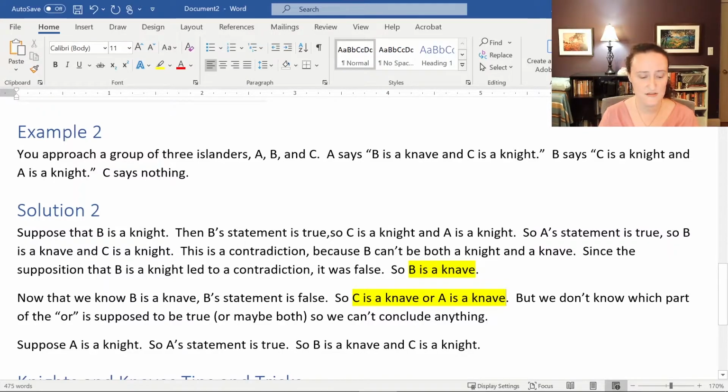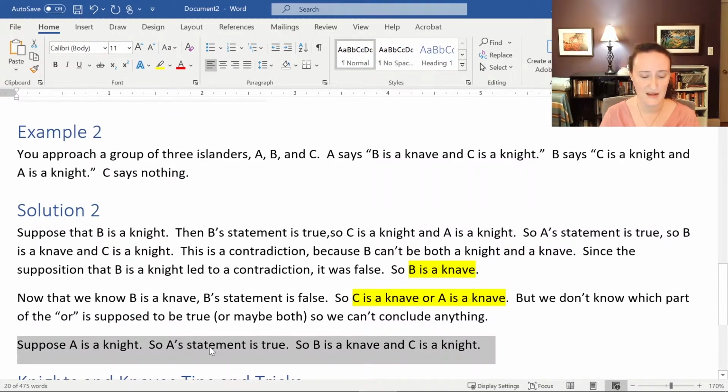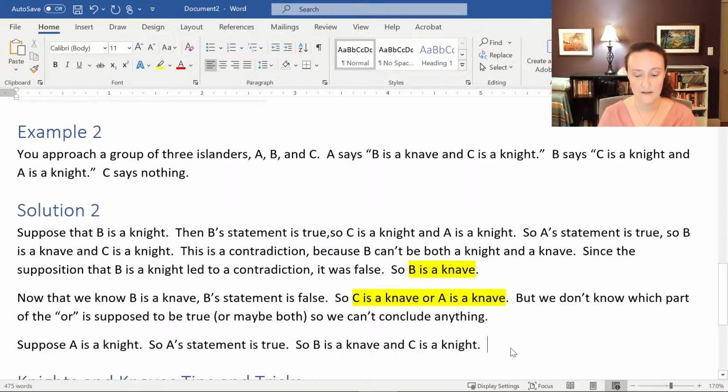And now look at this guess that we're in down here. We've supposed that A is a knight, and that led to C being a knight. So in fact, wouldn't that make B's statement true? Because that's exactly what B says. B says C is a knight and A is a knight. So in this situation, this makes B's statement true.